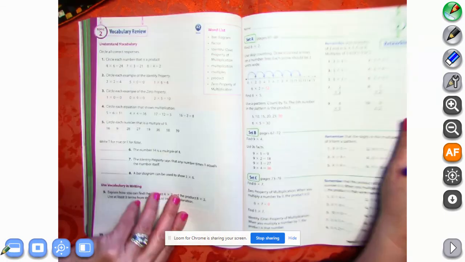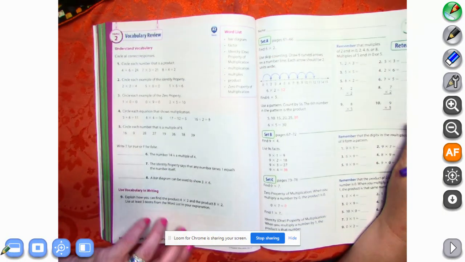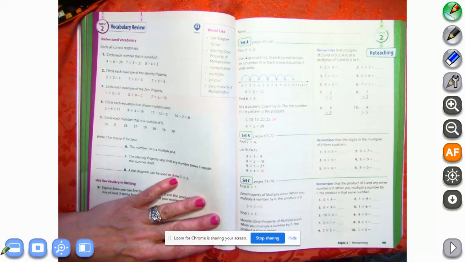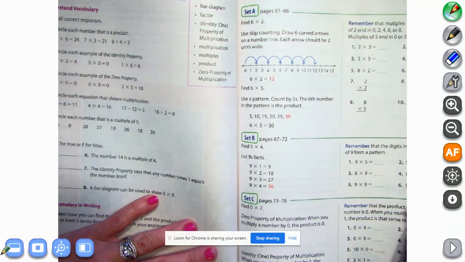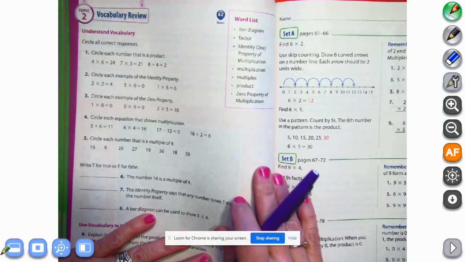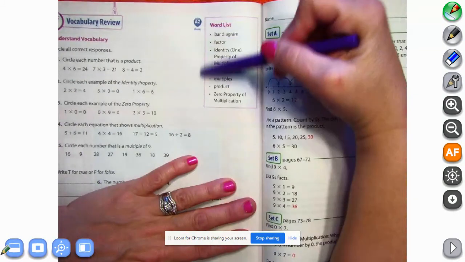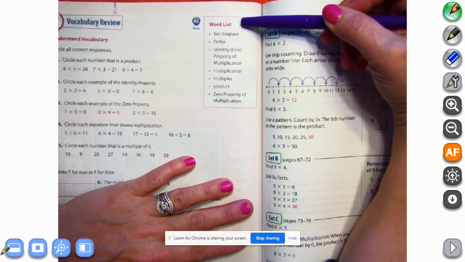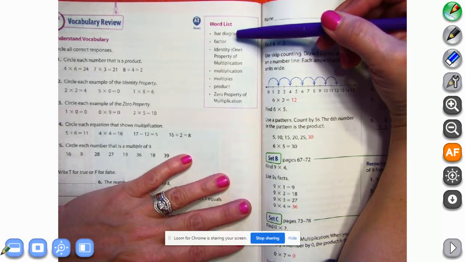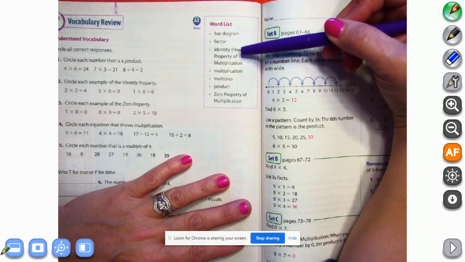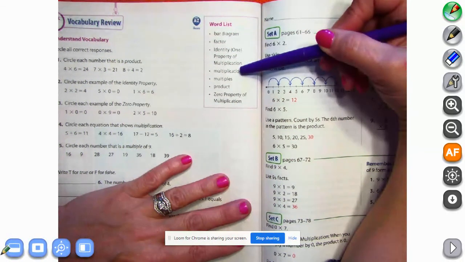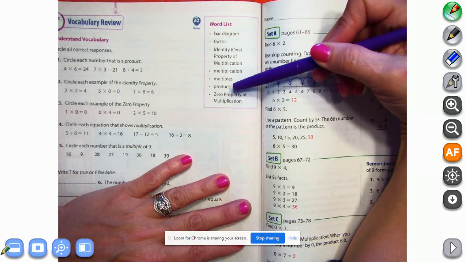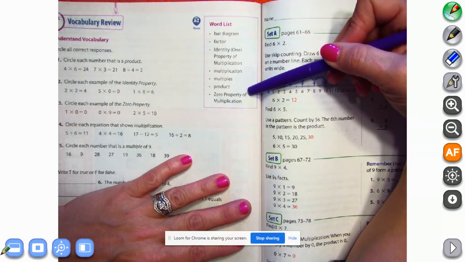All right, we are on page 98. Bring your camera in a little closer here. All right, so we're going to go over this vocabulary that we have here. This is our word list. These are all the things we've talked about in topic 2. Bar diagram, factor, identity 1 property of multiplication, multiples, product, and 0 property of multiplication.